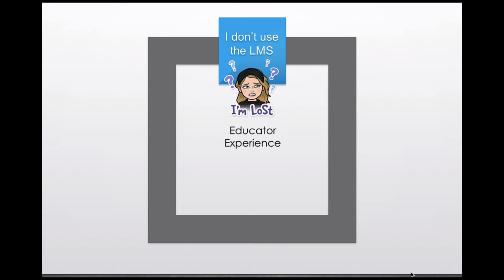I'm lost. I don't use a learning management system. Believe it or not, there are faculty members, plenty, all over the world who don't use a learning management system. For these individuals, the role of the educational developer is to help them with the basics. These faculty members are really in crisis mode because they don't know either what tools exist or how to use those tools. So the first thing is, what are the essentials? What do these individuals need to do?